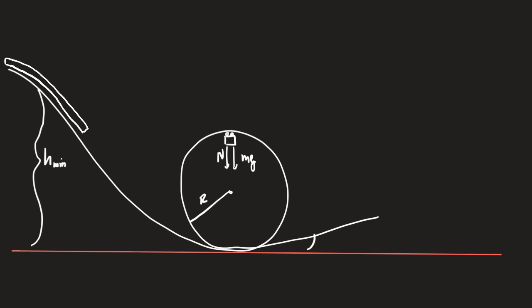I want you to think about this for a moment. Every single one of these cars has to make it to the highest point in the ride. Every one of them. But does the center of mass of the system ever make it to the highest point in the ride?